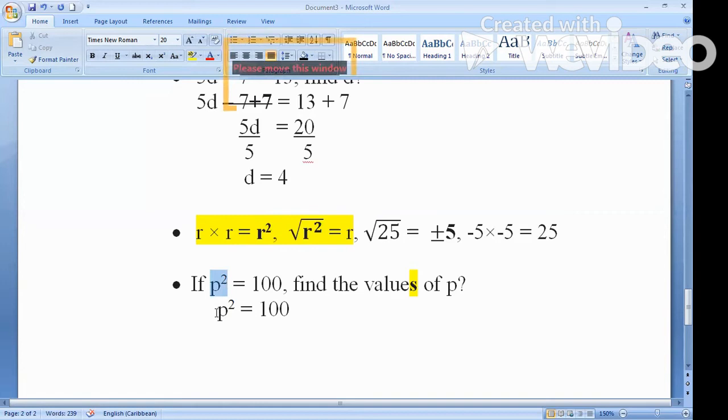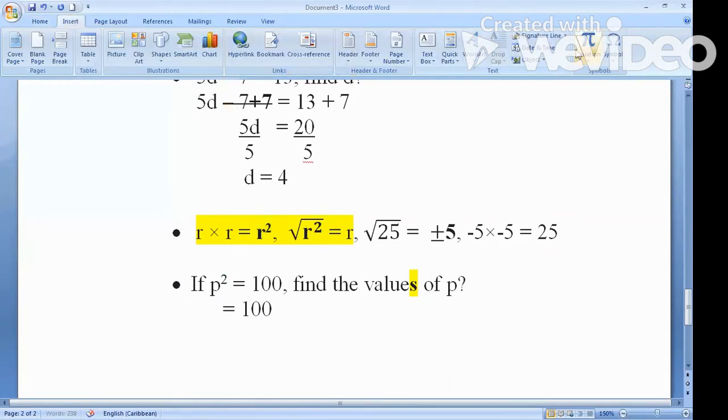square. What do I want? Values of P. But this is not P. What is this? P squared. So what do I need to get rid of? The square. But what did I say up here? If you have a square, I want the square root. Thank you very much. We square rooted. So that's what we're gonna do.